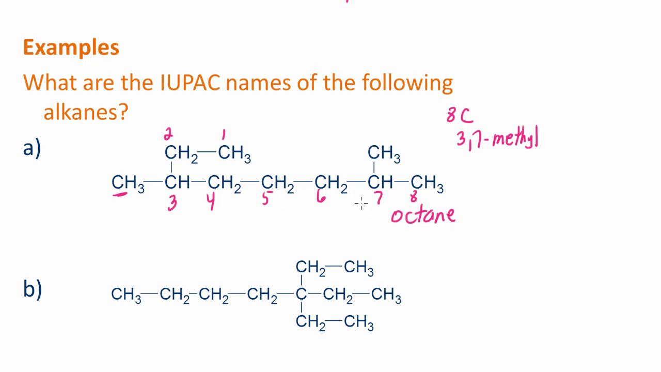I'll just change colors here. Oops, it didn't change my color. So here we'll go 1, 2, 3, 4, 5, 6, 7, 8. Again, I want the lowest possible number on that first substituent. So in this case here, I would have a 2-methyl.